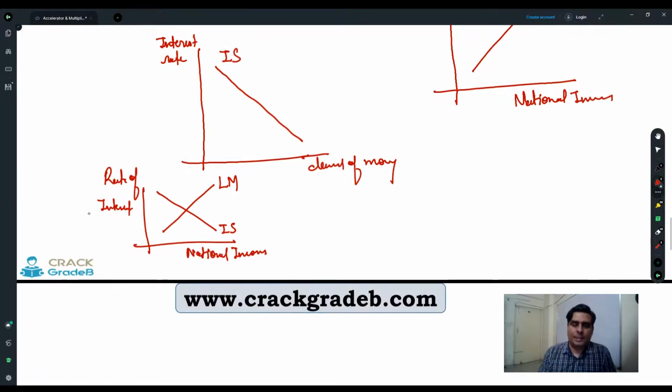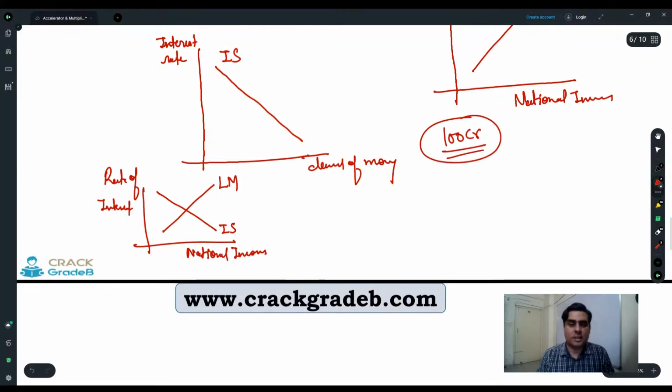Basically, with the accelerator function, there is nothing much to explain. I already explained it to you in the beginning. With the accelerator function, what we see is the impact on investment. Suppose the government has increased its expenditure. The basic example I have taken: the government has increased its expenditure by 100 crore. That means there will be some impact on the increase in income. That is the multiplier effect.